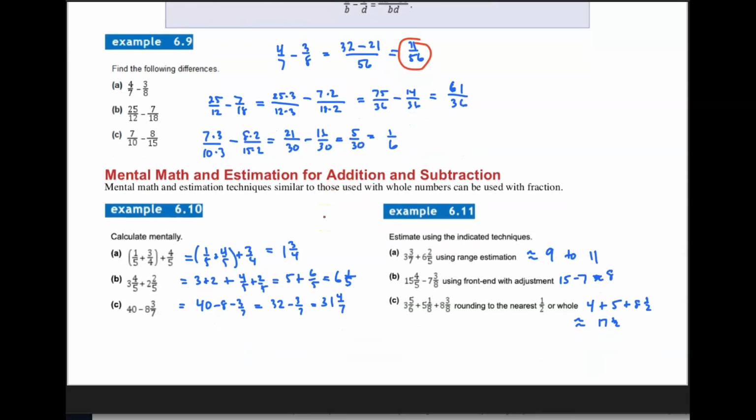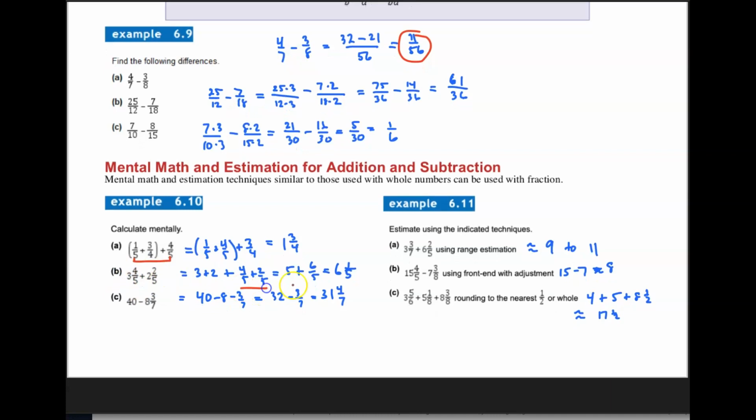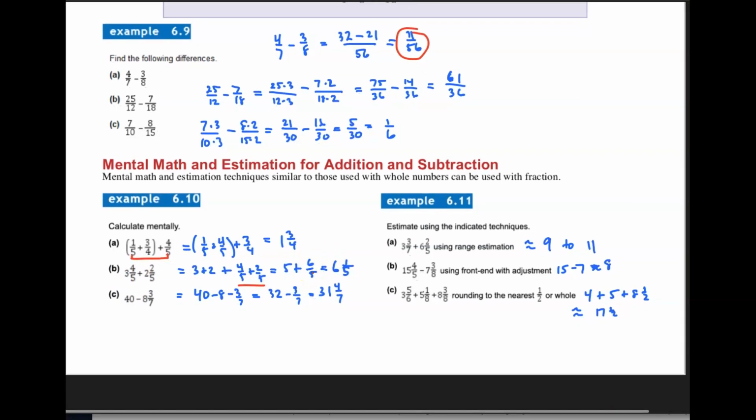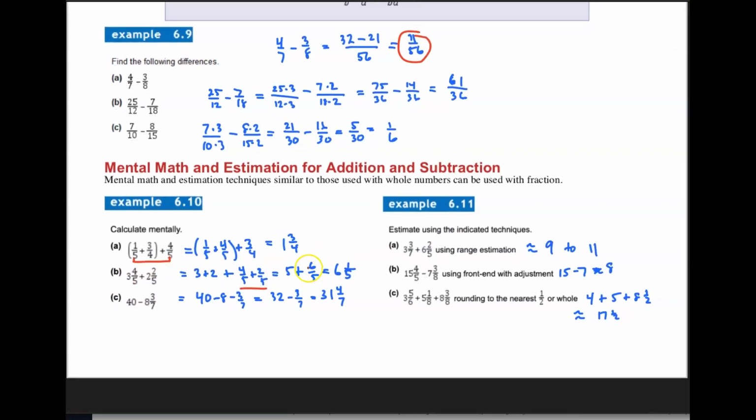So you end up with that same process of addition, just with subtraction. And then mental math for estimation for addition and subtraction. We use the same ideas. You can use those properties, right? I'm going to put those two together first because they have a common denominator, and that would give me 1. 1/5 plus 4/5 is 1. So 1 plus 3/4 is 1 3/4. Here I'm going to put the whole numbers together, and then 4/5 and 2/5 can go together, which is 6/5. And then I know that 6/5 is 1 1/5, so that 1 goes to the 5. So there's your 6 1/5.